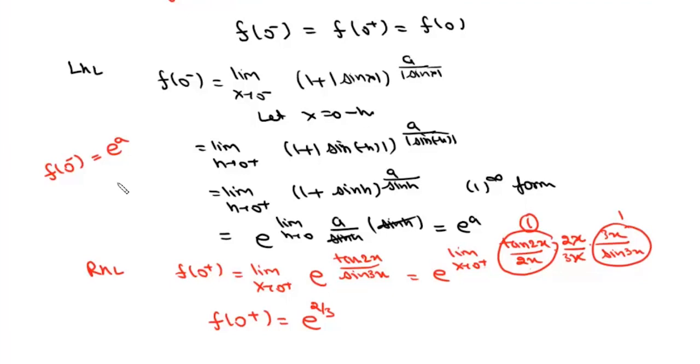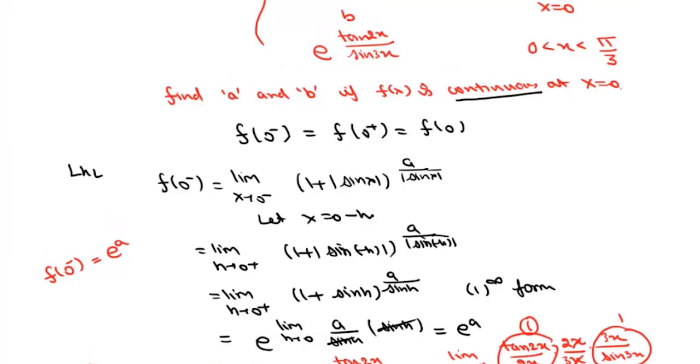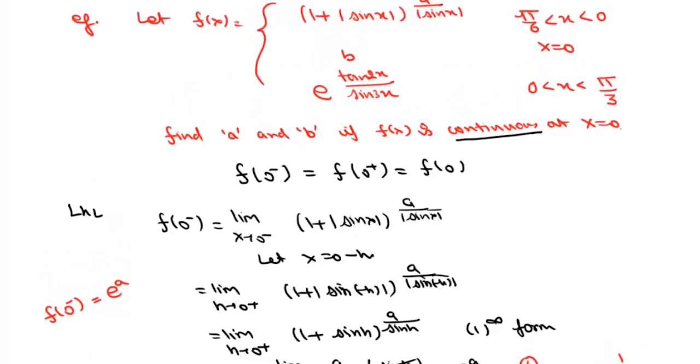So now we have left hand limit and right hand limit. So for this function, left hand limit is e to the power a and right hand limit is e to the power 2 by 3, and f0 in the question it is given that f0 is b. So this is b. So if we compare it, we'll get a as 2 by 3 and b as e to the power 2 by 3. And that is the answer to this question.